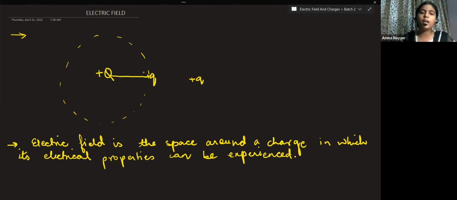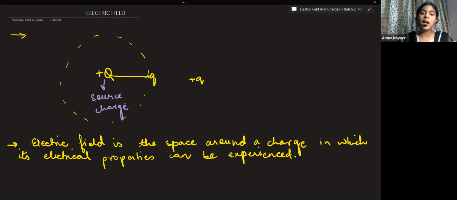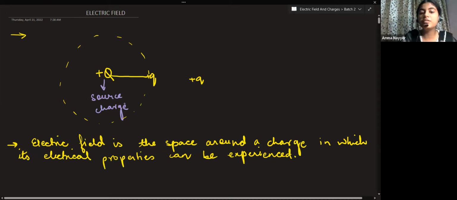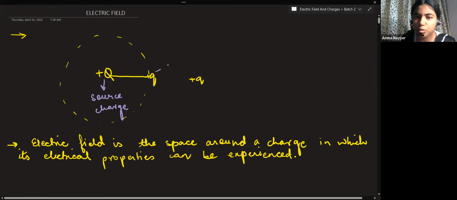So in this kind of setup, we call this stationary charge the source charge. This is kept stationary, and this source charge exerts the electric field. So the electric field which we are talking about is in reference to this source charge. This generates the electric field which is felt by this small q. So we call this small q the test charge.